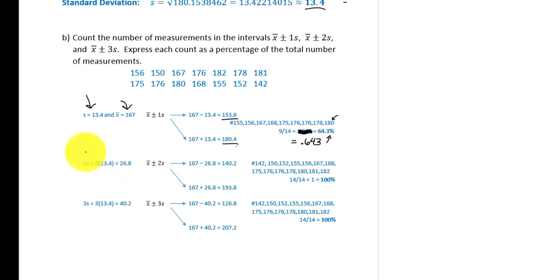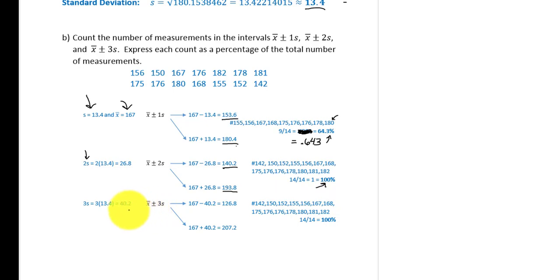Our next calculation, 2 times the standard deviation, or 2 times our 13.4, means we're either adding 26.8 or subtracting 26.8 from the mean. The results are 140.2 on the lower end, or 2 standard deviations to the left of the mean, and 193.8 would be 2 standard deviations to the right of the mean. So the measurements from our data set that fall within this range would be actually all of our measurements. So 14 divided by 14 equals 1, which is 100% of the measurements fall within 2 standard deviations of the mean.